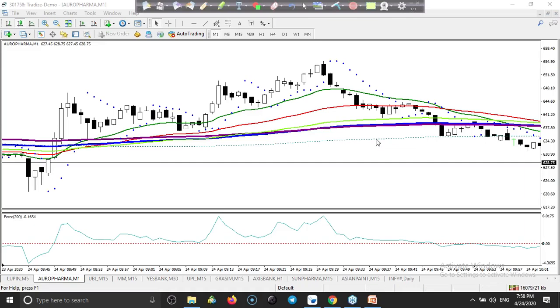Let me read another one. That is why, although above there is a bearish engulfing, the trend is up, so I'm not looking for it.